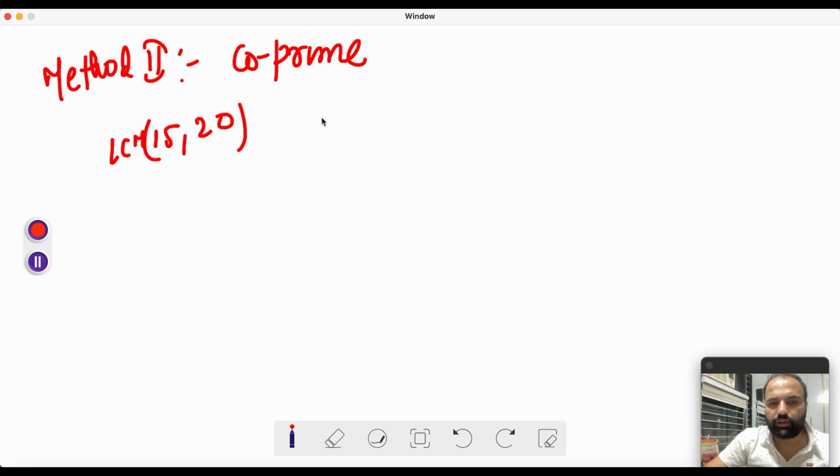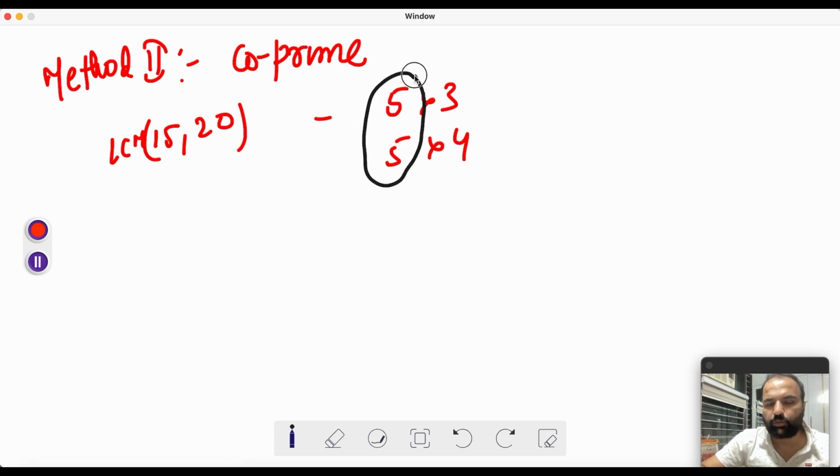Okay, so can we write 15 and 20 as 5 into 3 and 5 into 4? Can you write this or not? See, 5 is common and 3 and 4 are co-prime to each other. As we studied in our last video, co-prime means that there is nothing common apart from the number 1 itself.